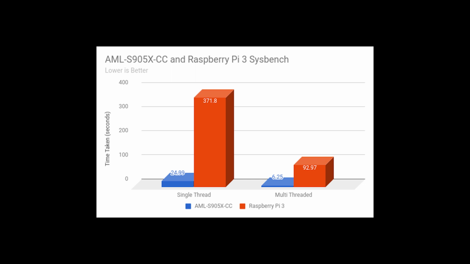I don't know very much about benchmarks. This one is called Sysbench and illustrates single versus multi-threaded performance. Lower is better, and Le Potato appears to run about 15 times faster than the Raspberry Pi 3.